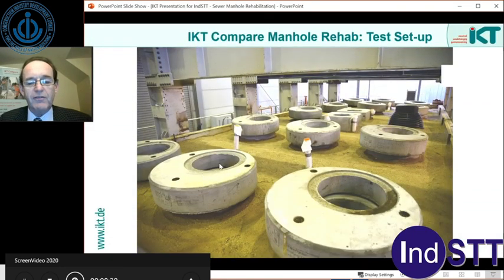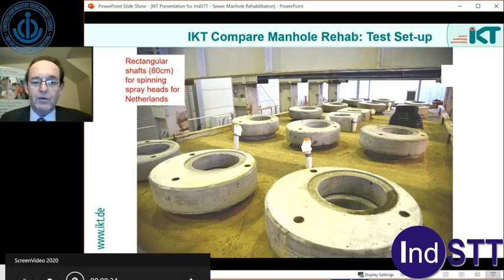And when the suppliers of the rehab techniques came to do their rehabilitation, this is what they saw, and they had a proper manhole to work through. A couple of extra things to point out in this photograph, which are typical of the projects we do. We do undertake a bit of research as well.